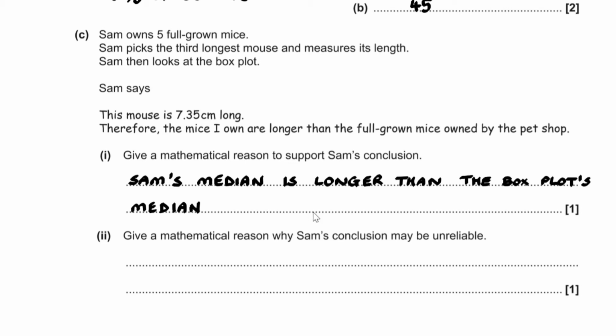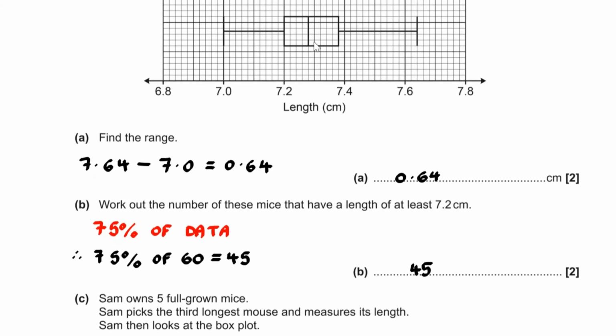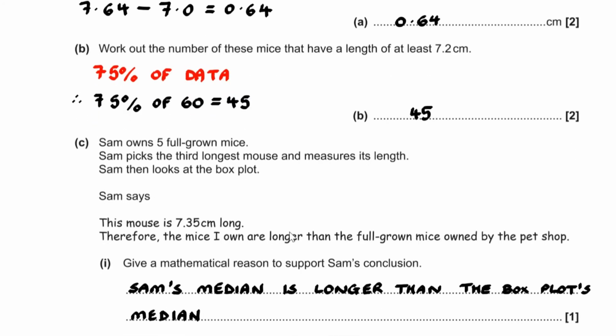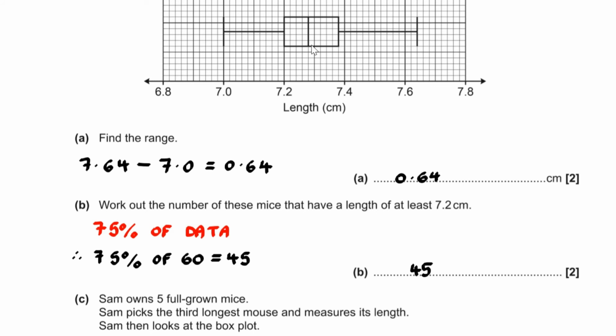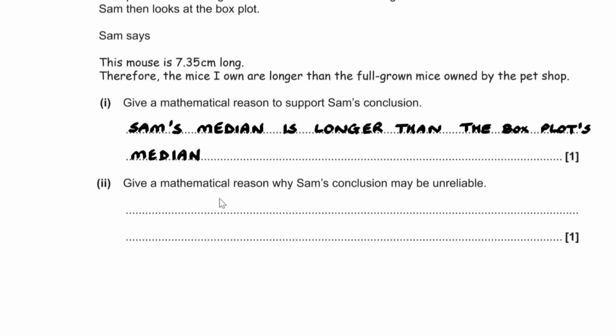Well, Sam's median is longer than the box plot's median. Now, the reason we are talking about Sam's median, he's got 5 mice and he's taking the third longest mouse, and if I've got 5 pieces of data, the third is the middle of those data. And if I take a look at the box plot's median, which is 7.2 something, this 7.35 is larger than this value over here. Now, we have to give a mathematical reason why Sam's conclusion may be unreliable.